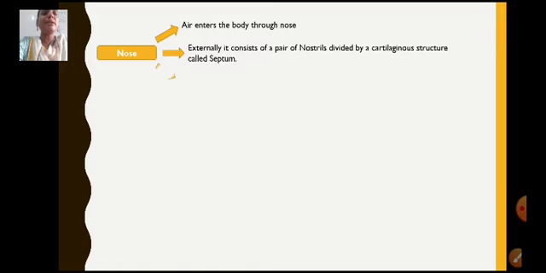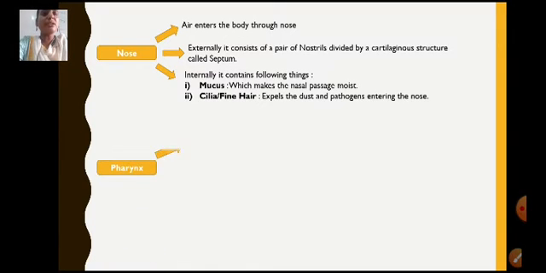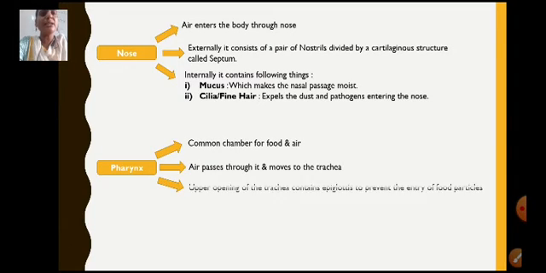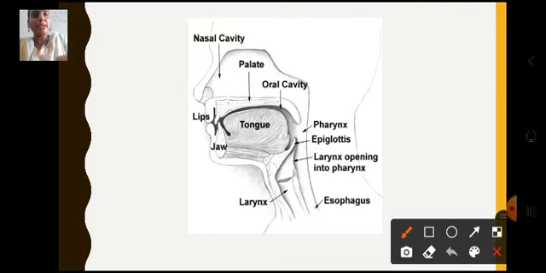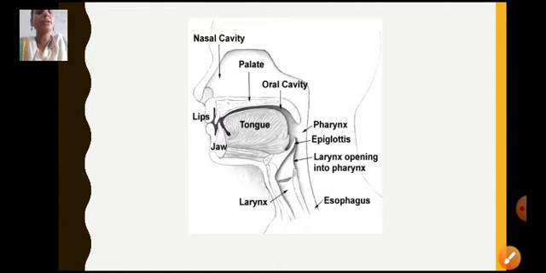First of all, talking of the nose. The nose is the part through which air enters our body. It consists of a pair of nostrils which are divided by a cartilaginous structure called the septum. Internally it contains the following things. Here you can see the nasal cavity, and the nose consists of a pair of nostrils located externally, which help in taking in oxygen and giving out carbon dioxide.